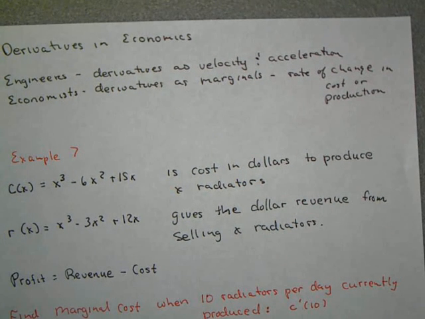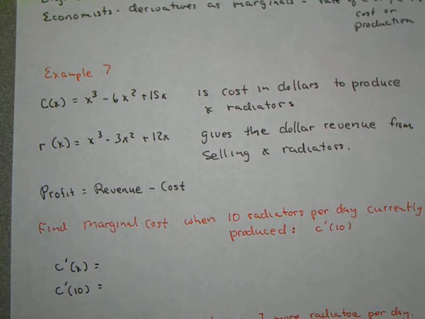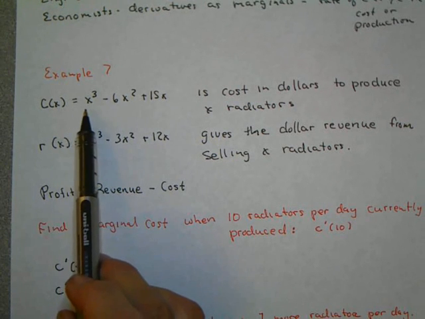These are the big ideas to keep track of as we're looking at these graphs. Okay? Now what about derivatives in economics? Because there's another change. Our stock market. For engineers, derivatives are velocity, acceleration. They're concerned with movement. In economics, derivatives are called marginal. It's the rate of change in cost or production.